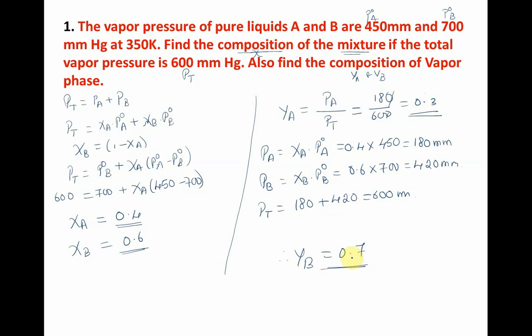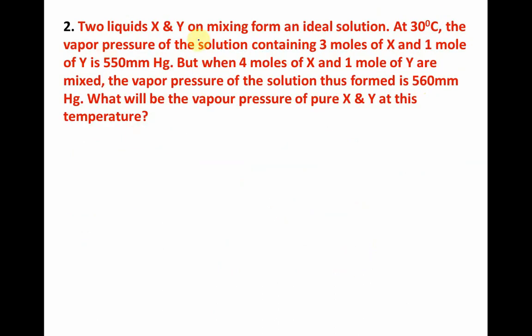Now, second question. We have two liquids, X and Y, forming an ideal solution on mixing. At 30 degrees Celsius, the vapor pressure of the liquid solution containing 3 moles of X and 1 mole of Y is 550 mm of Hg. So, when X combines with Y, P total is given. How many moles of X are there?